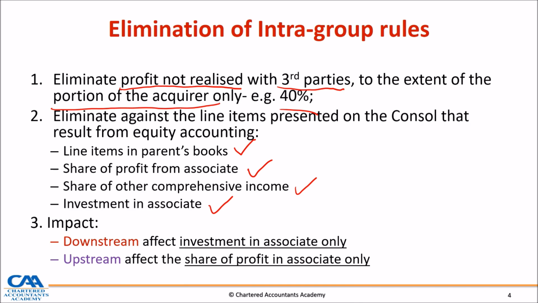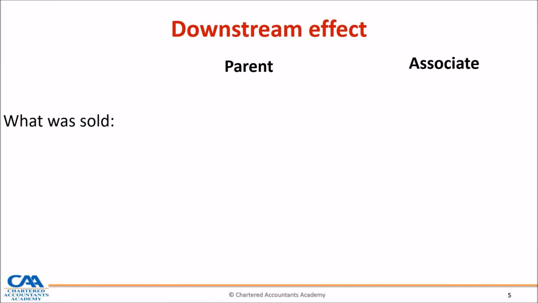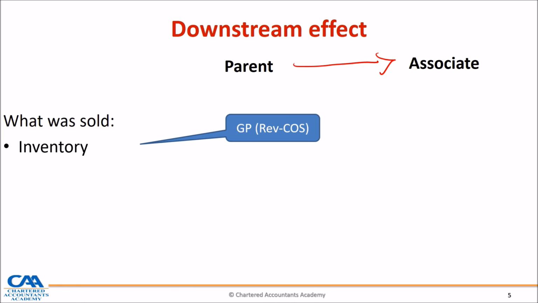Then when we look at an intergroup transaction, we consider if the transaction is downstream or upstream. And I said for part two, we're only going to be focusing on transactions which are going downstream. So the first thing that we need to do is identify what has been sold if it's downstream. Remember we said for a downstream, it's the parent which is selling to the associate. So what exactly has been sold? It might be inventory which has been sold.